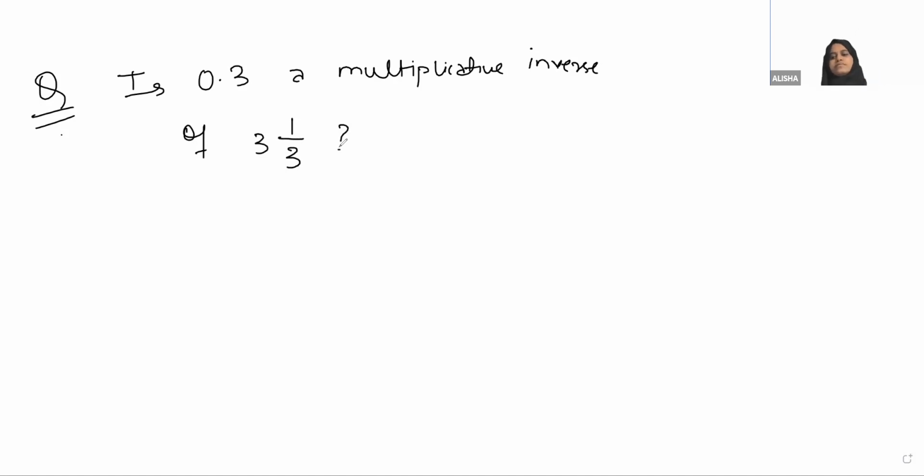Try to solve it. How will you solve it? Yes. Is 0 by 3 a multiplicative inverse?